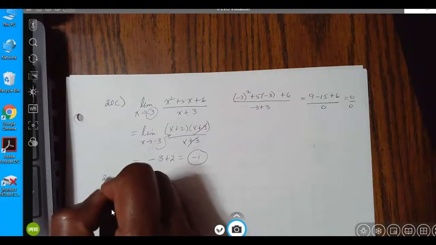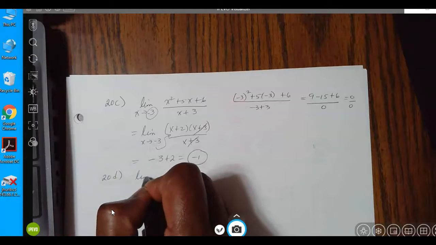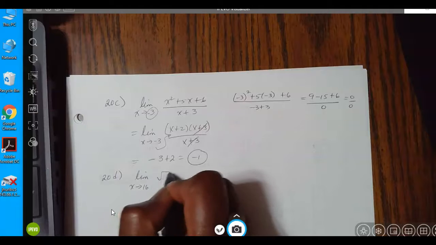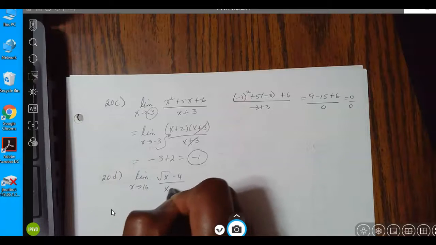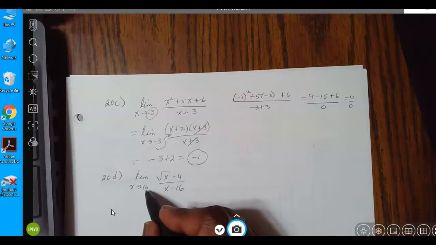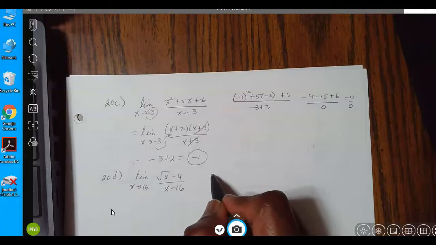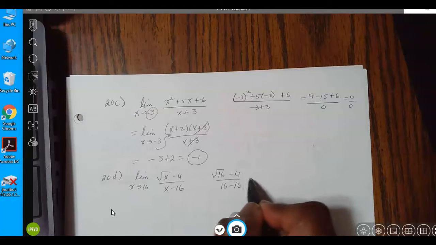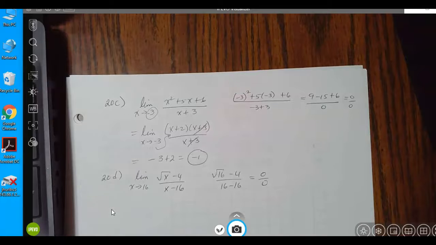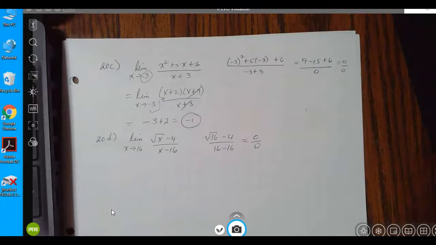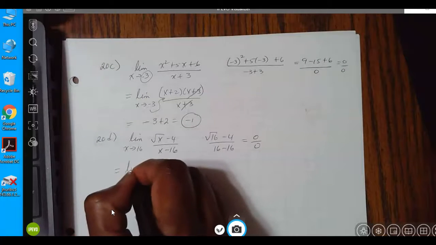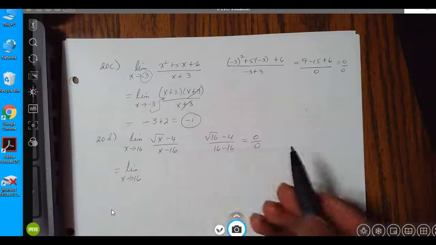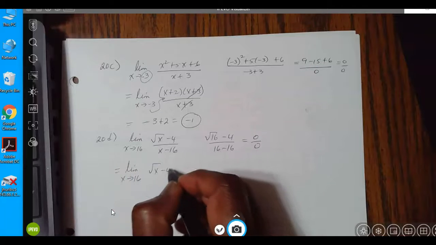All right, so 20D is similar, but you have a radical expression on the top, and you have the square root of x minus 4 over x minus 16. So if you do a direct substitution again, you get square root of 16 minus 4 over 16 minus 16, another 0 over 0. So once again over here, the technique we're going to use is rationalization, but as long as I have the variable x, I'm writing my limit notation.